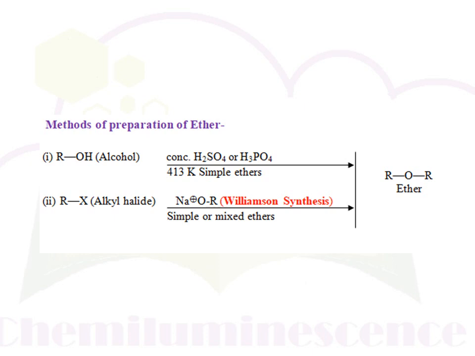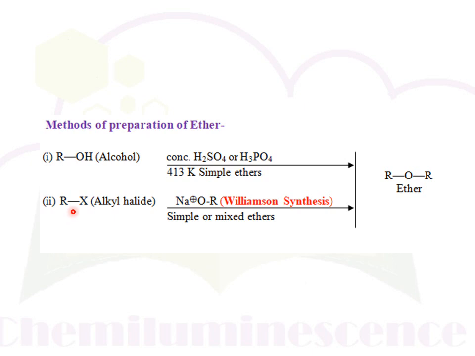Next is a memory map showing methods of preparation of ether. There are two methods for preparing ether. First one is from alcohol by dehydration. When alcohol is heated with concentrated sulfuric acid or phosphoric acid at 413 Kelvin temperature, it gives simple ether. If temperature increases, it undergoes elimination reaction and forms alkene as a product instead of ether.